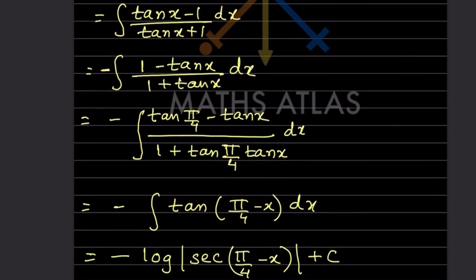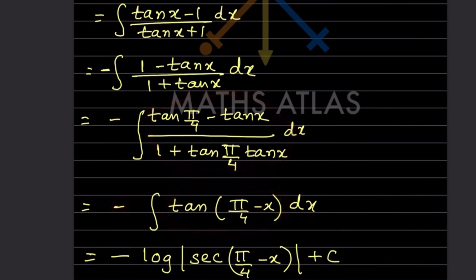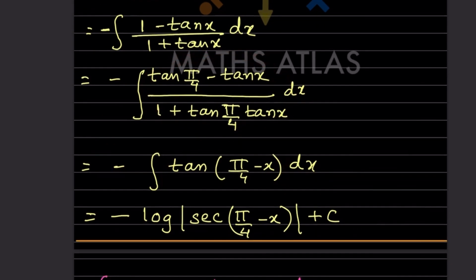So now what is this? This whole thing is nothing but tan of (pi by 4 minus x). So this minus sign remains as it is, that is dx. So this is also, we can write this as minus log of sec of (pi by 4 minus x) plus c.